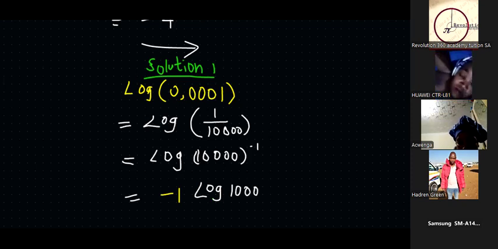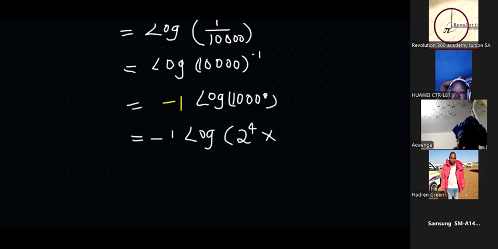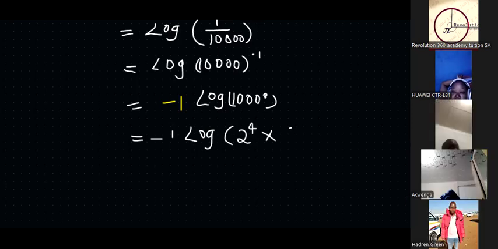And then after that, what are you going to do here? You'll just write -1, open bracket, and then you say log of 10,000. So 10,000, we got 2 to the exponent of 4 times, to those who use this one, 5 to the exponent of 4. So this one here, it's -1.